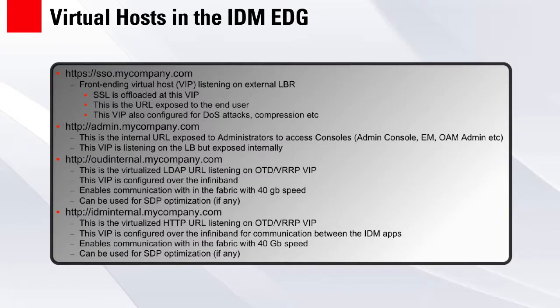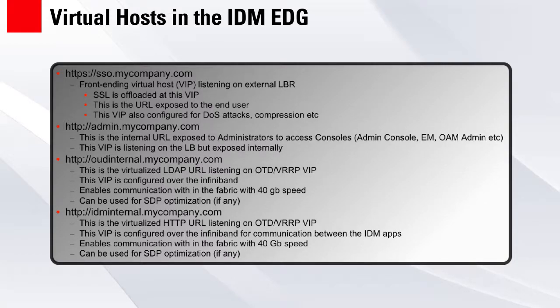Similarly, you have OUD internal.mycompany.com. If any of your applications in the rack wants to talk to your LDAP server, in this example we are using OUD, so this LDAP internal.mycompany.com lets you access your LDAP server through a virtual endpoint, and this virtual endpoint can be migrated from one node to another node through VRRP. Similarly, if OIM is talking to SOA, or SOA talking to OIM or OAM within the fabric, then you need another VIP, IDM internal, which is HTTP based, and that will be routed within the network.